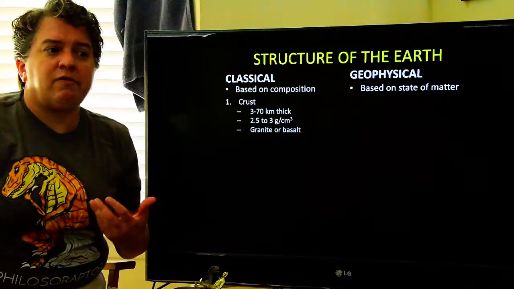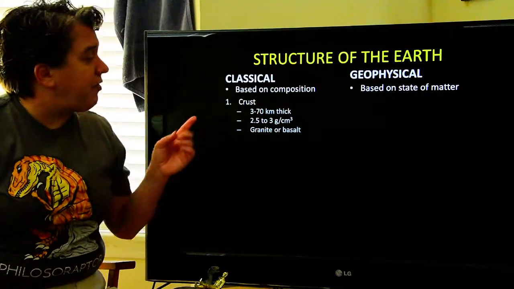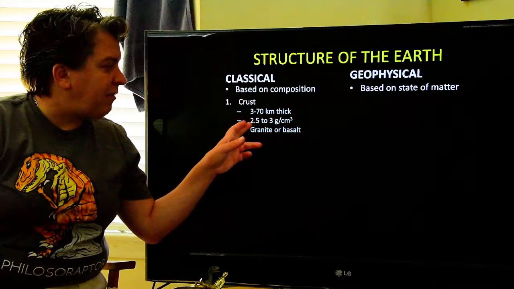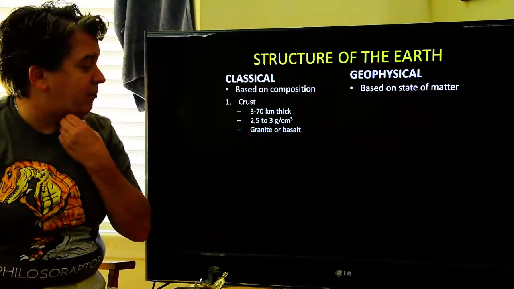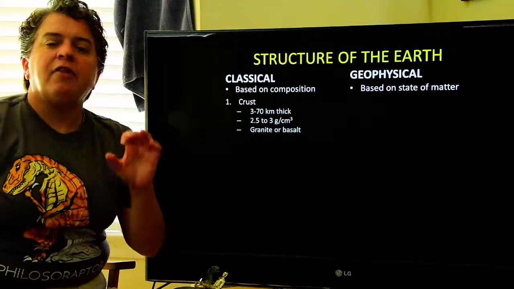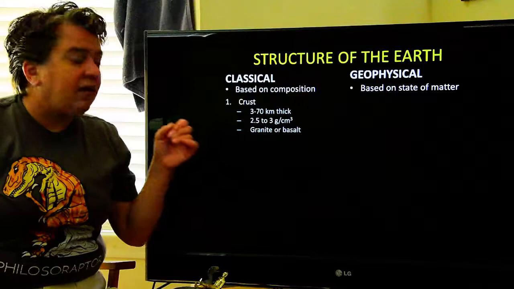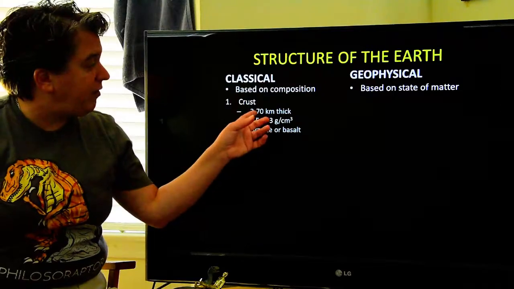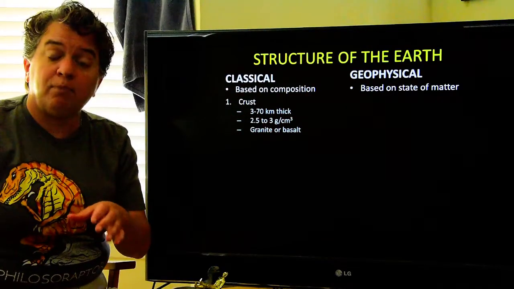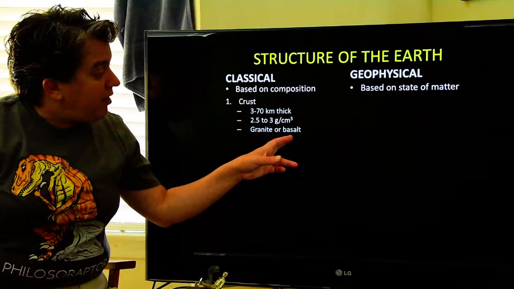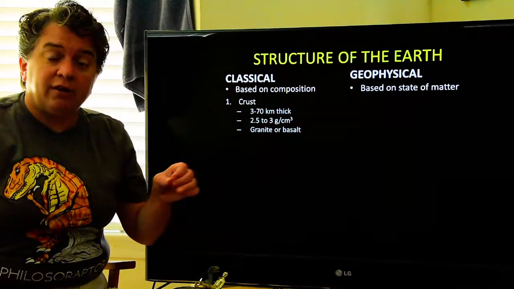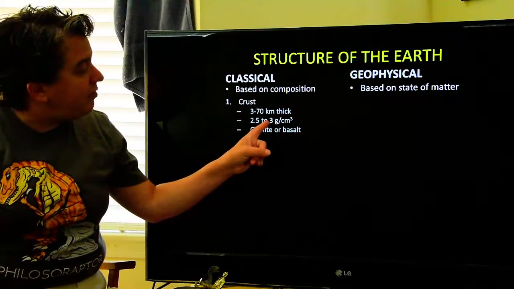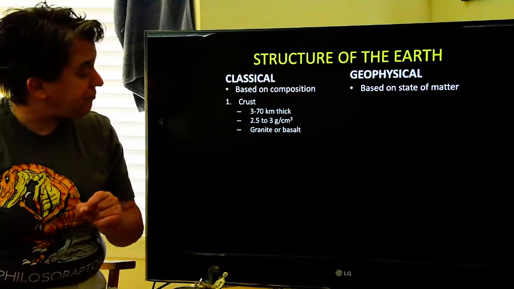So we have three layers in the classical view. The outermost one is the crust. And the crust is 3 to 70 kilometers thick. The density varies from about 2.5 to 3 grams per cubic centimeter, and it's made from granite or basalt. The continents are made from granite. They are thicker, on average around 40 kilometers thick, although it gets up to 70 or more kilometers thick in big mountain ranges. The ocean crust is made from basalt. That's thinner, usually like 3 to 7 kilometers thick. And the basalt is denser.